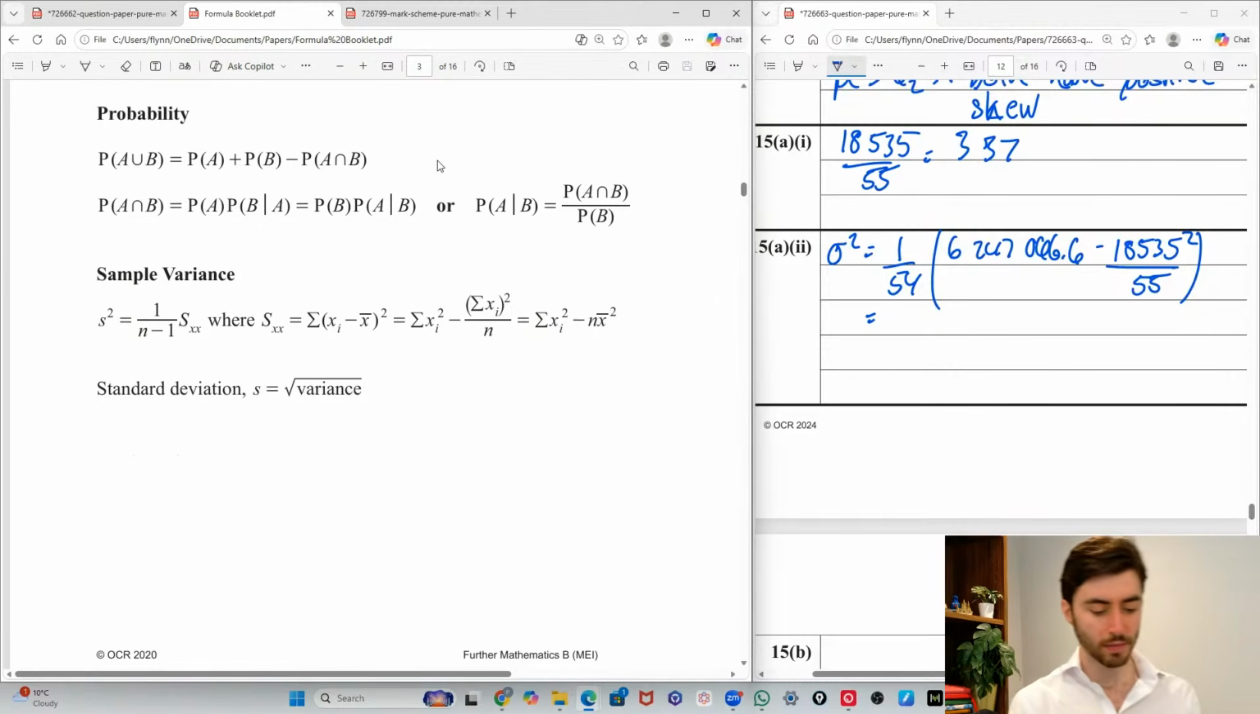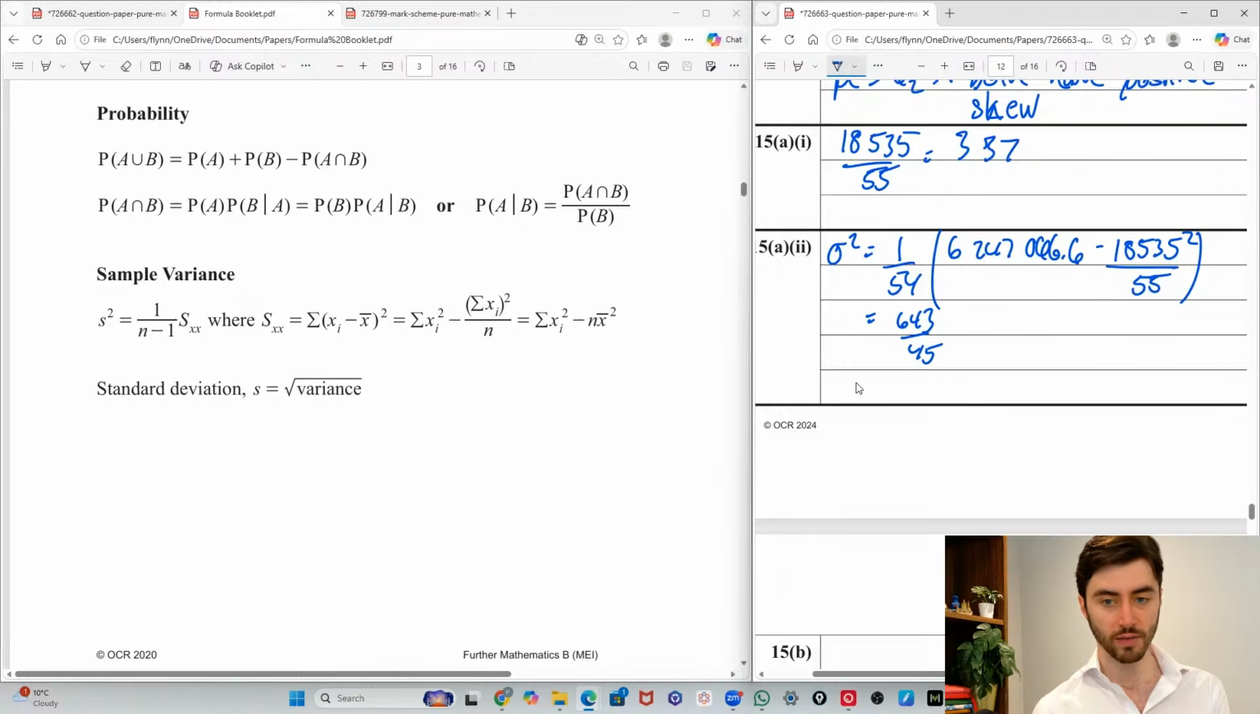Okay, so I'm going to run that in my calculator. I'm surprised. I really thought there would be similarities here. 6,247,066.6 minus 18,535 squared over 55, which is 643 over 45. And then I've got to square root that. And yeah, it's bang on the money. So it's 3.7801. So yeah, it's 3.78.